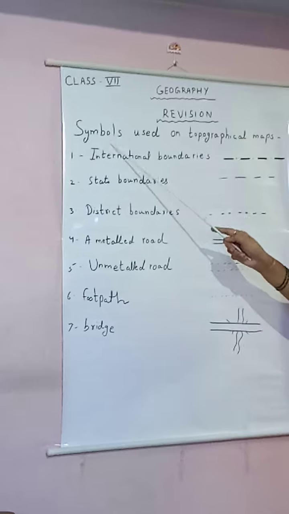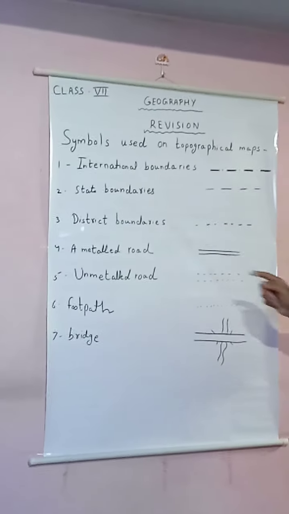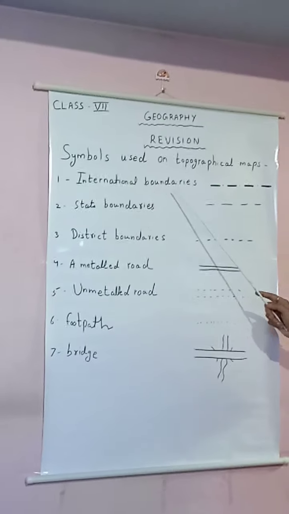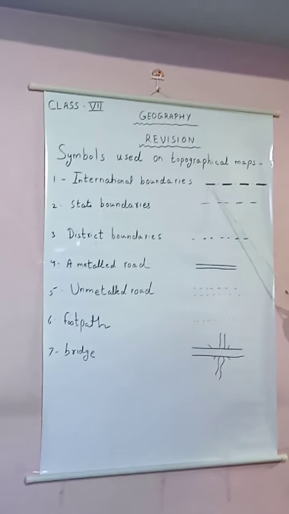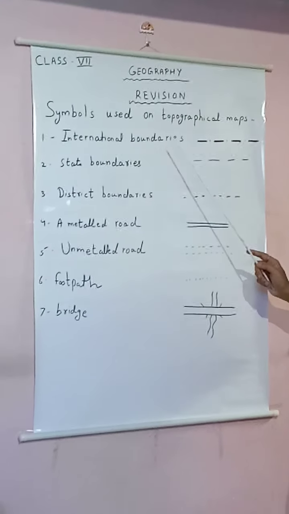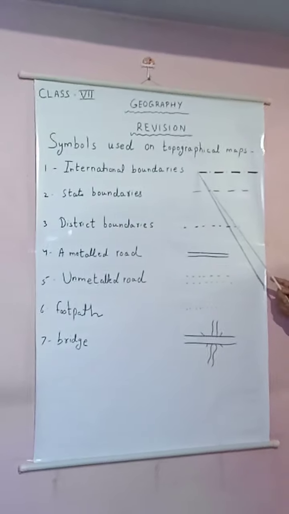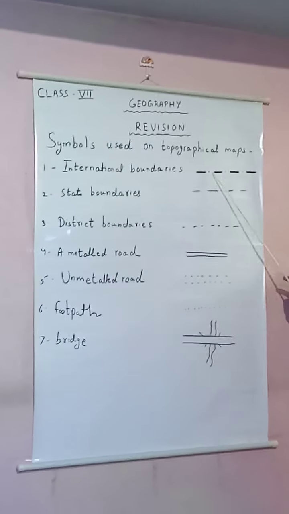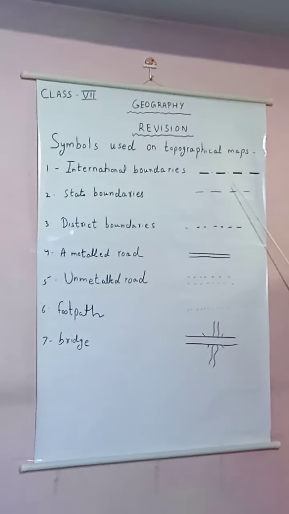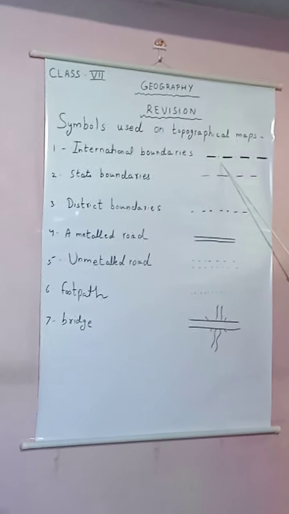Next point is symbols used on topographical maps. First symbol is international boundaries. This is the symbol of international boundaries. International boundaries are shown as a series of dashes. You can see these are dashes and dots on a contour map. Such a line forms the border between two countries.